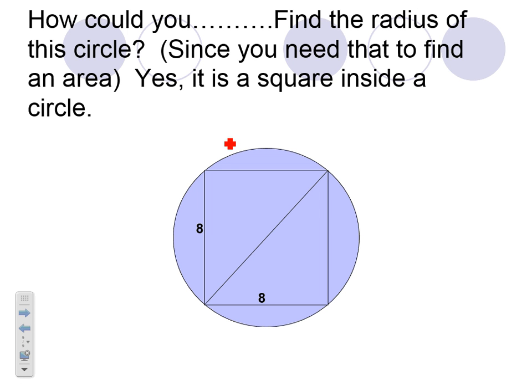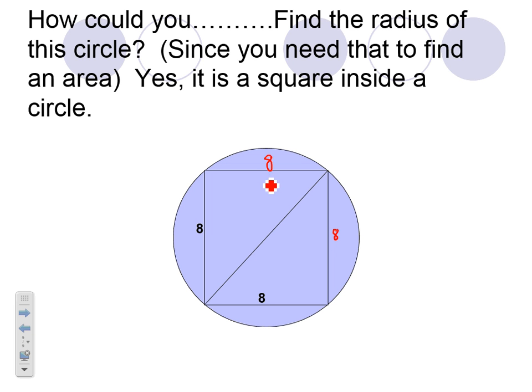The last problem is, I want to find the radius of this circle. And since you need that to find the area, we are going to have to figure this out. So yes, this is a square inside here, and I need to find the radius of a circle so I can find the whole area of this circle. But what I know is I have a square here. I know that both of these sides are 8. I know this side is 8, and I know this side is 8.